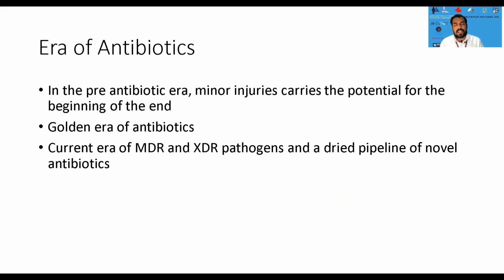The era of antibiotics can be classified into three. In the pre-antibiotic era, even minor injuries carried the potential to be the beginning of the end, which means even minor injuries like a small cut, a gunshot injury, or even a common streptococcal throat infection always had the possibility to cause bacterial sepsis and death. Then began the golden era of antibiotics, where we were able to curb all this mortality, and death related to sepsis was almost practically negligible.